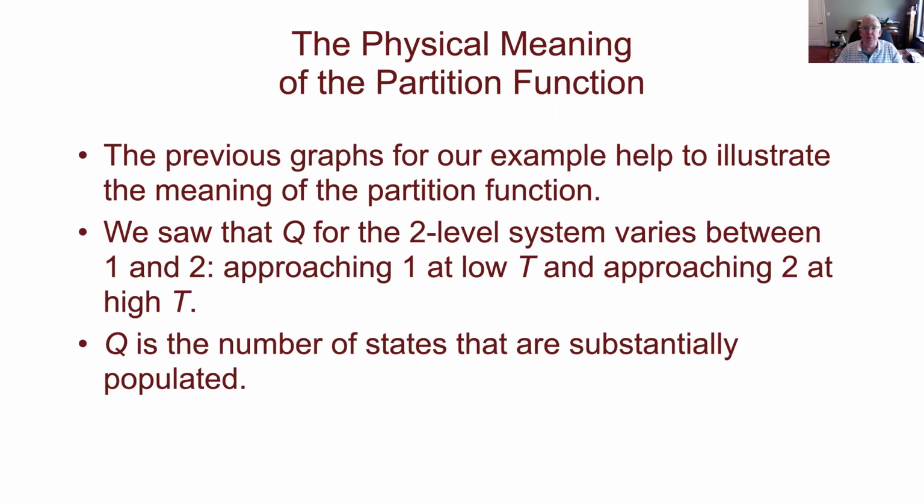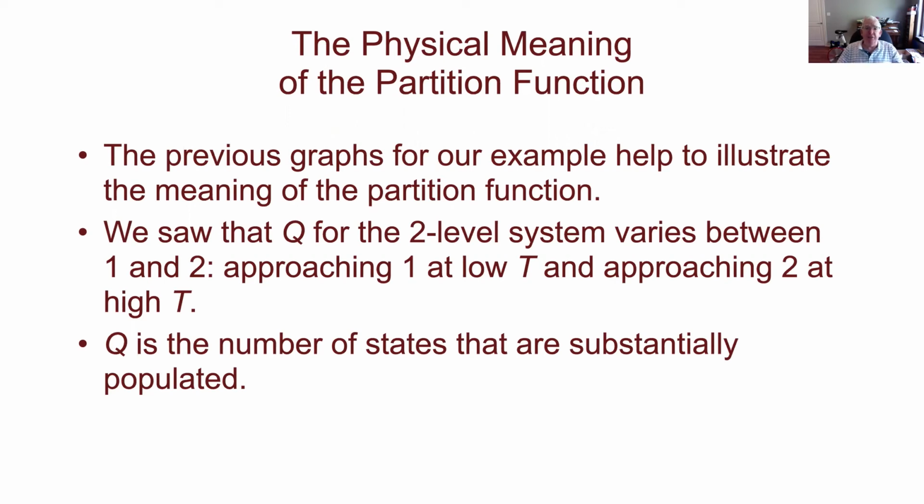For my two-level system, at the low temperature limit, the partition function goes to 1. At the high temperature limit, the partition function goes to 2, right? That partition function is an indication of the number of states that are significantly populated, okay? A little bit of a fuzzy definition, because what it means to be significantly populated is a little bit open to debate, right? But one way to describe it is the number of states that seem important at that particular temperature.